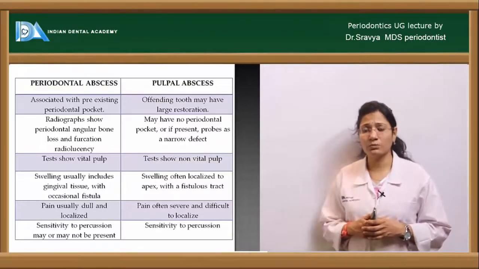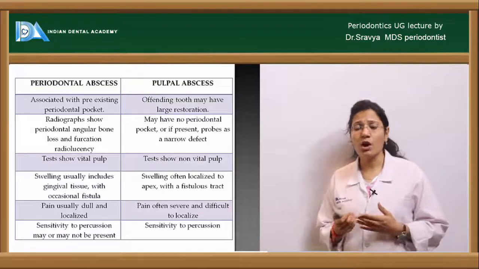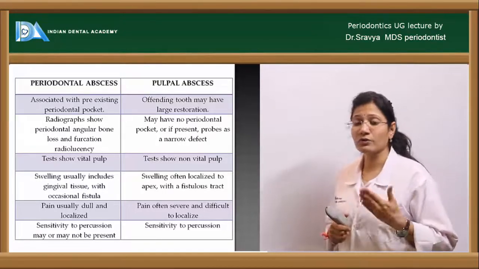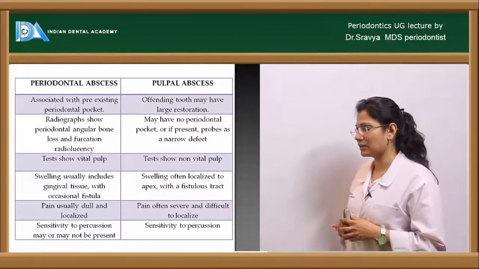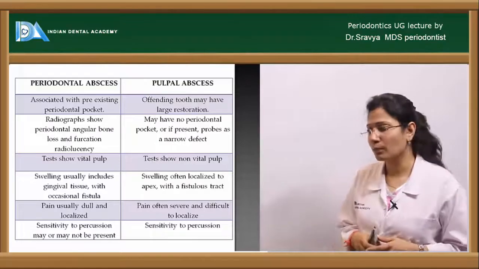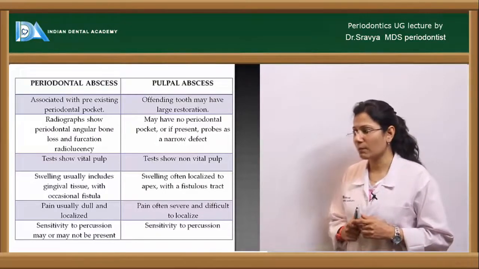Sometimes there can be a vestibular tenderness or a vestibular obliteration because of the presence of a pulpal or a periapical abscess. Sometimes you can have a tracking fistula and a sinus opening also present in case of your pulpal abscess.